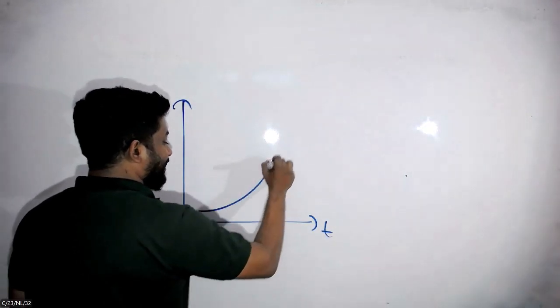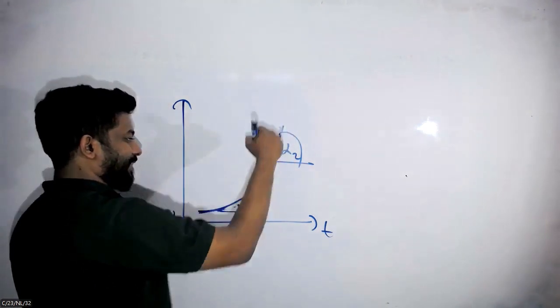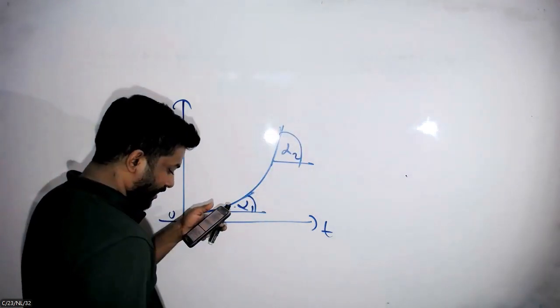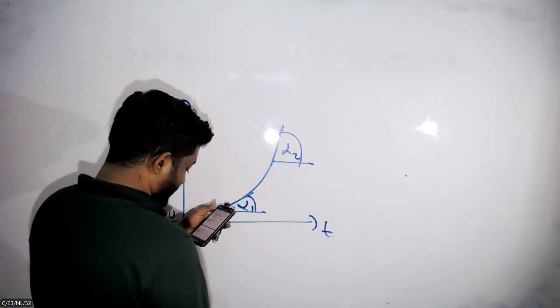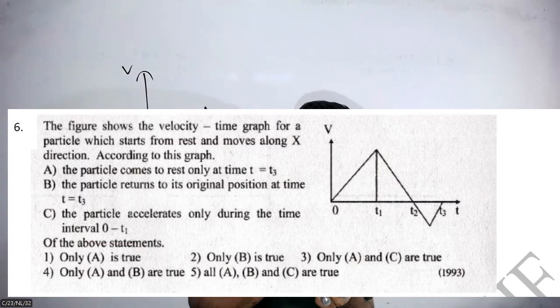positive gradient should increase with time. This acute angle should increase with time. Gradient should increase with time. Therefore, the answer is the fifth one, capital E.